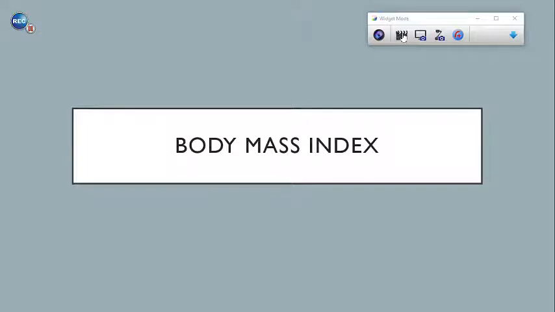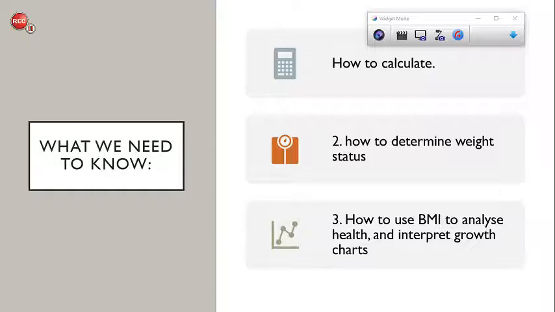Hi guys, today we're quickly going to have a look at body mass index or BMI. So you will do this in grade 11 and 12, and to just have a brief look at what we need to know. First of all, you need to be able to calculate a person's BMI using given information. You need to be able to determine their weight status, and then you also need to be able to use the BMI to analyze the person's health and to interpret growth charts.